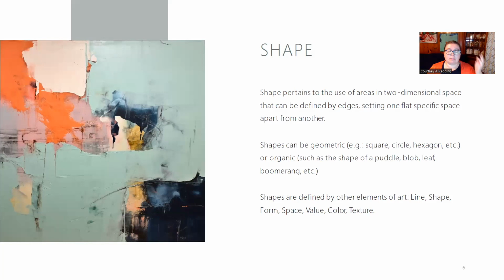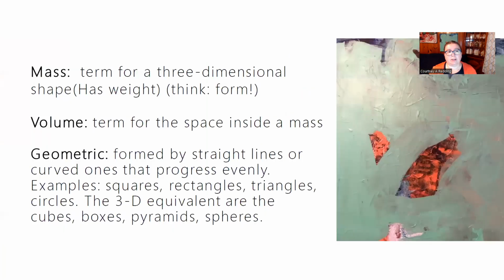What's interesting with shapes is they're oftentimes going to be defined by other elements of art: line, shape, form, color, value, etc. Shape and form can go hand in hand because shape is our geometric, but when we add dimension to that, then you're going to have the form. You're going to be dealing with the mass. So this could be that three-dimensional space. This has weight. This is our form. Volume is the term for that space inside that mass.